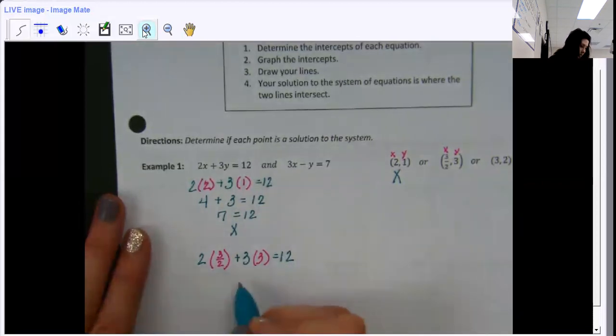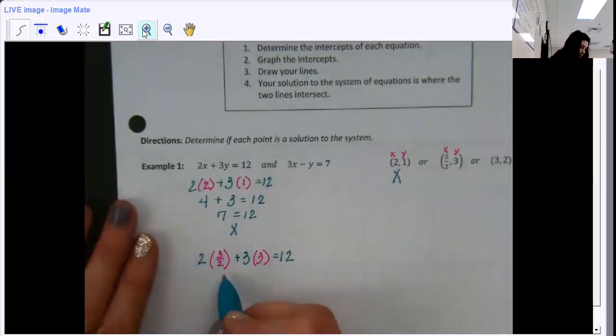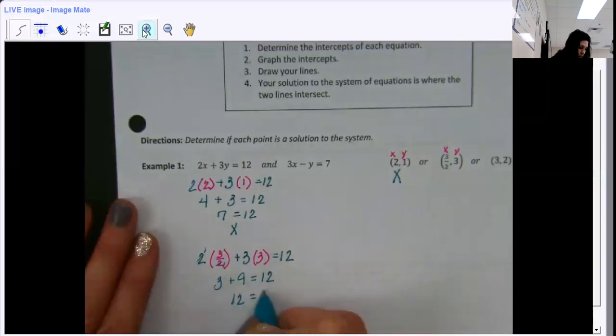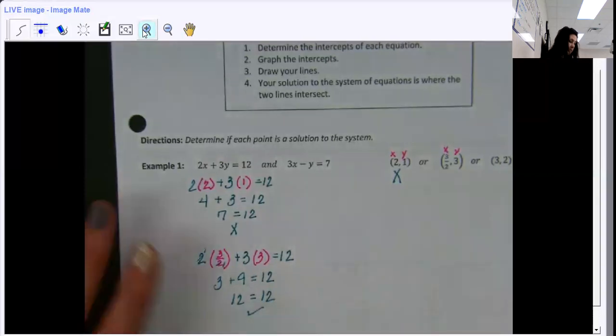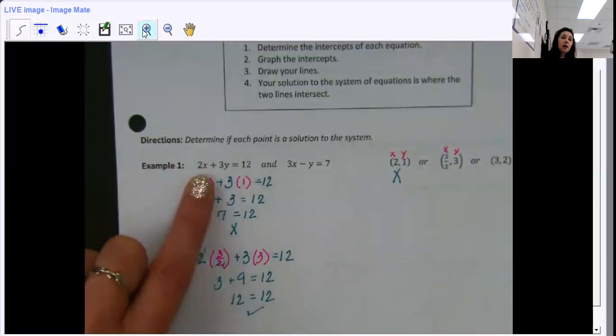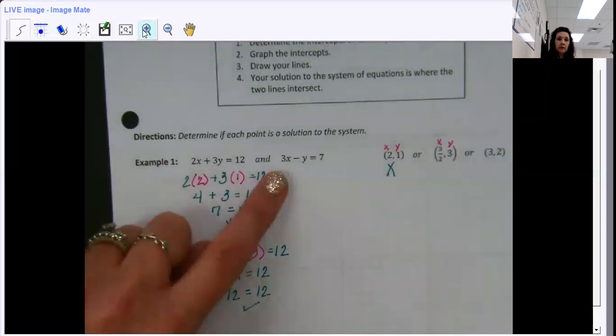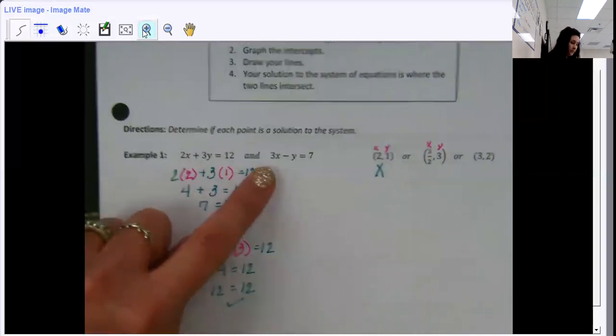All right, so let's go ahead and solve this. 2 times 3/2 is 3. 3 times 3 is 9. And 3 plus 9 is 12, and 12 does equal 12. So this one is a solution to this equation. So now we need to figure out if it is a solution to this equation right here.